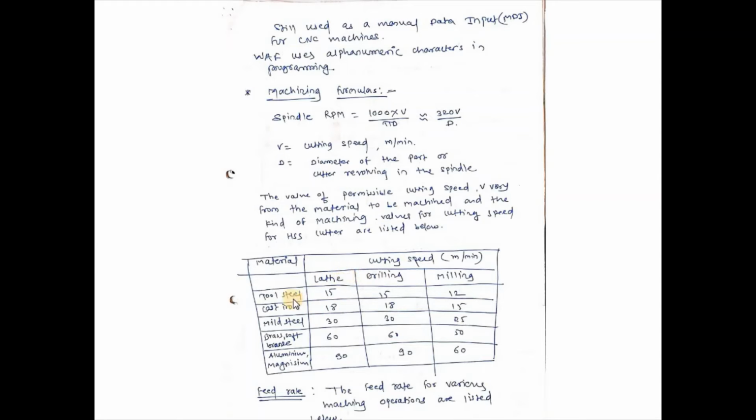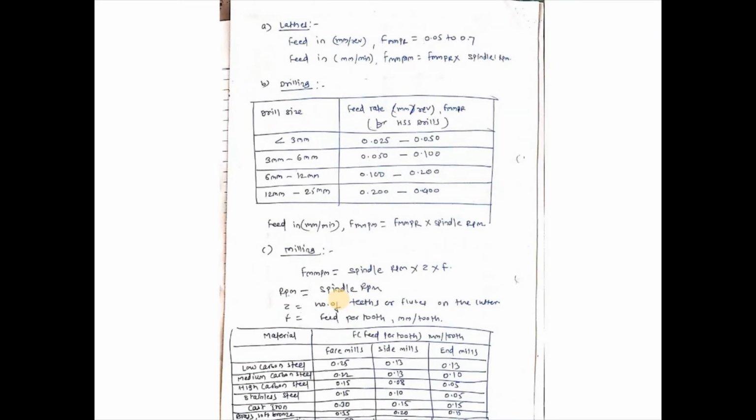First, lathe operation, we will get the material. For tool steel material, we will get the cutting speed for the lathe operation in meters per minute. Likewise, you can refer to this table for the speed purpose. Okay, so these are the machining formulas for the programming.